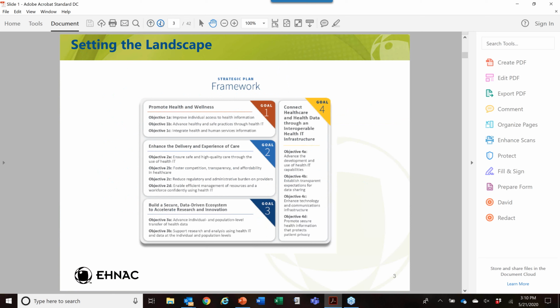And then you've got goal 4, which really focuses on connecting healthcare through an interoperable health IT infrastructure. Everything from the development and use of health IT capabilities, the establishment of a transparent set of expectations for data sharing, the enhancement of technology and communication infrastructure, and then the aspect which I consider to be foundational around privacy and security of this ecosystem that we're looking to build.